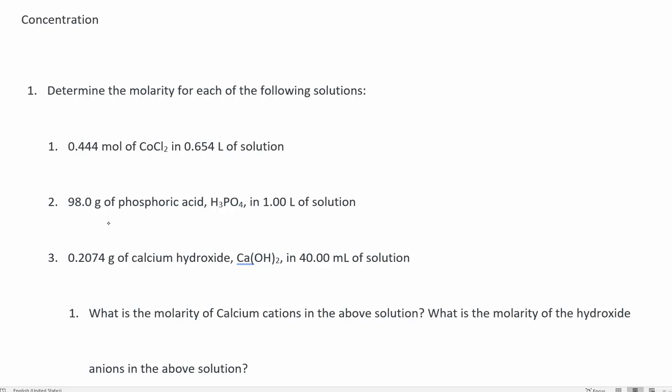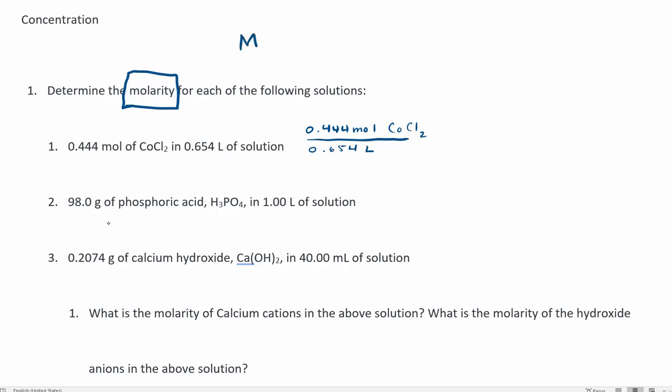Working with concentration. Most of the time when we're dealing with concentration, we're going to be working with molarity. So what we're going to do is determine the molarity for each of these solutions. We're going to start with 0.444 moles of our solute, in this case cobalt(II) chloride, in a solution volume of 0.654 liters.